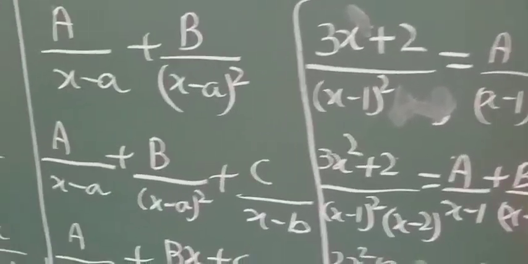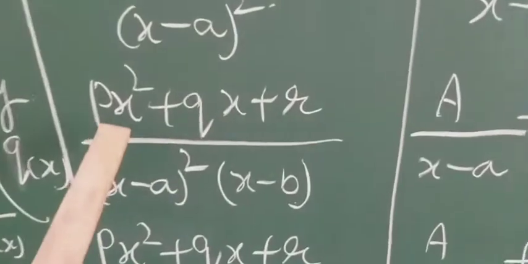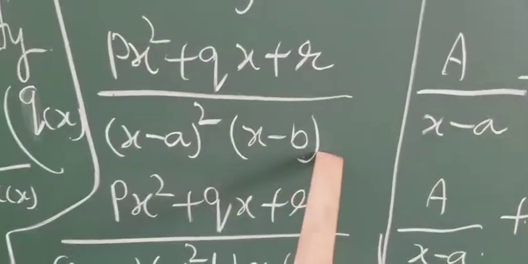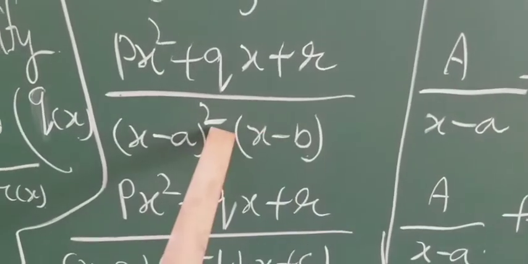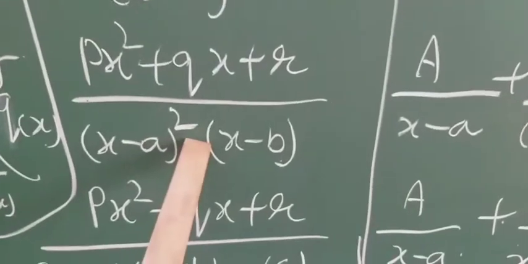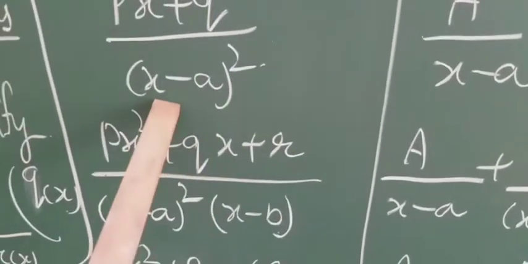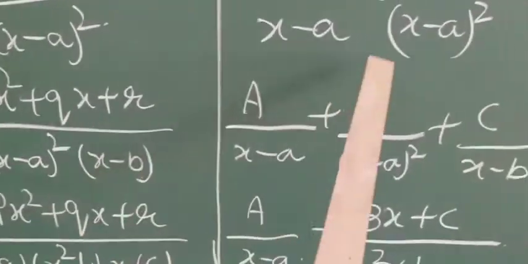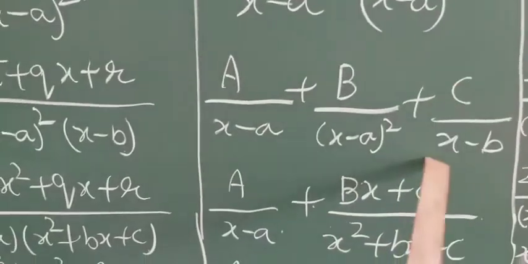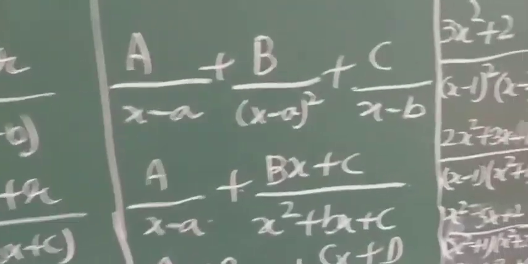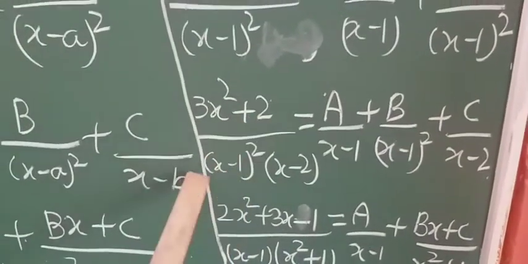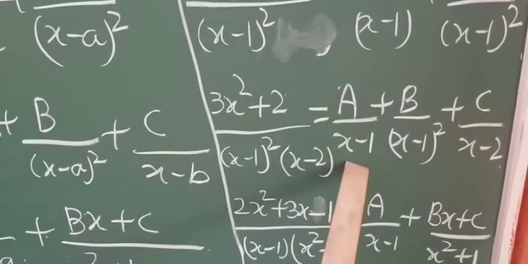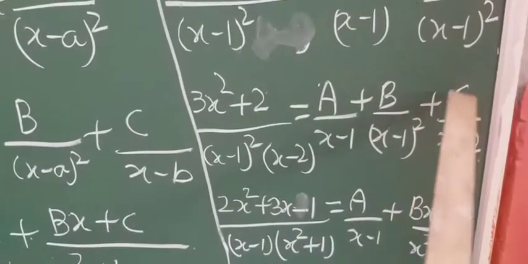Okay. Now the next type, px square plus qx plus r upon x minus a whole square into x minus b. Two factors are same, one is different, it is whole square, student. The same method will be applied as the previous one. So a upon x minus a, then b upon x minus a whole square, then c upon x minus b. Let us take one example. 3x square plus 2 upon x minus 1 whole square, x minus 2. So we can write a upon x minus 1 plus b upon x minus 1 whole square plus c upon x minus 2.